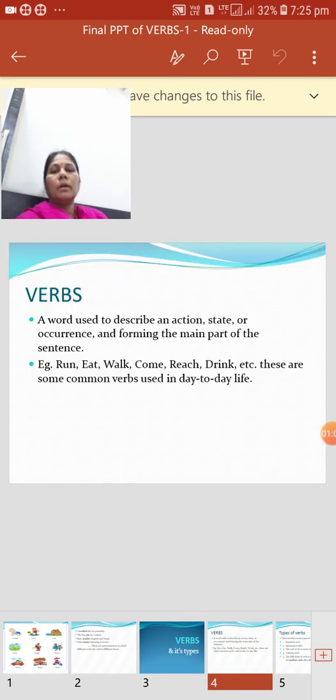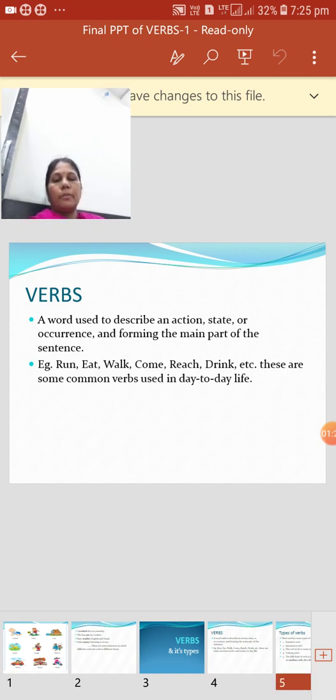Now verbs. A word used to describe an action, state or occurrence and forming the main part of the sentence are called verbs. For example, run, eat, walk, come, etc. These are some common verbs used in our day-to-day life.